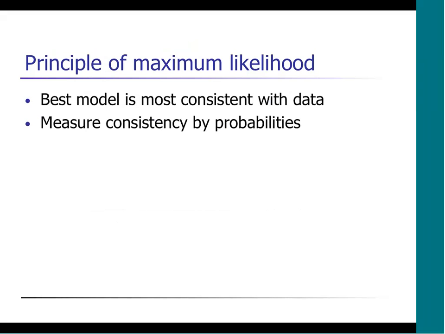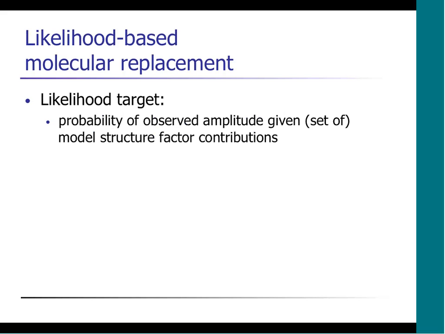So the principle of maximum likelihood is very simple. It's that the best model is most consistent with the data, and in likelihood, the way you measure consistency is by probability. So we ask, what is the probability of measuring the data given the model? If the probability is higher for one model than another, then it's a better model because it agrees better with the data.